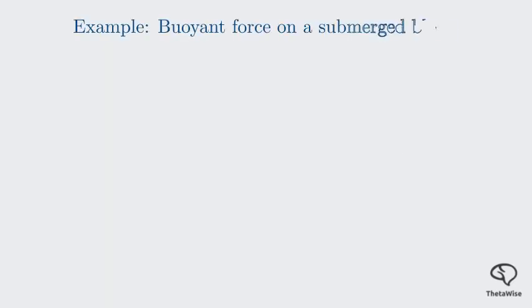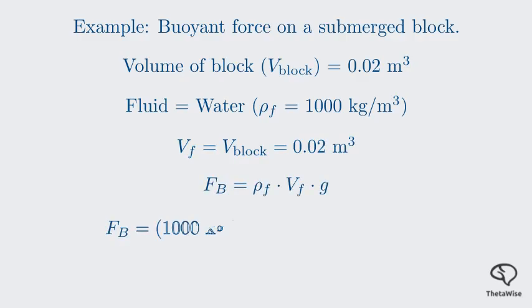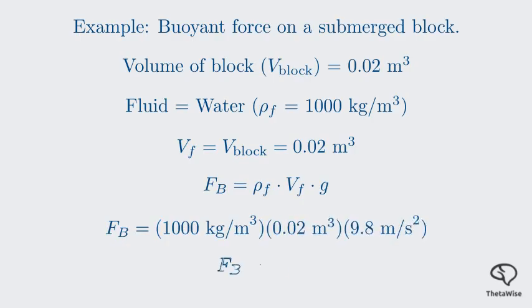Let's try an example. Imagine a solid block of wood with a volume of 0.02 cubic meters. We want to find the buoyant force on it when it's fully submerged in water. Since the block is fully submerged, the volume of fluid displaced, V_f, is equal to the block's volume, 0.02 cubic meters. Now we can calculate the buoyant force. F_B equals 1,000 times 0.02 times 9.8. This gives us a buoyant force of 196 newtons. So the water is pushing up on the block with a force of 196 newtons.